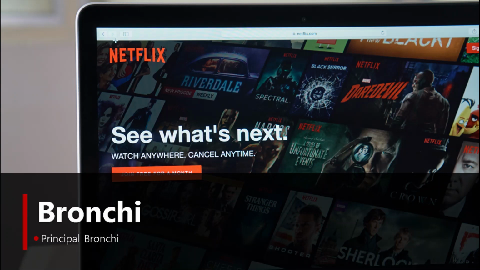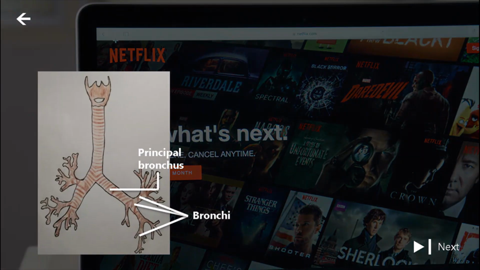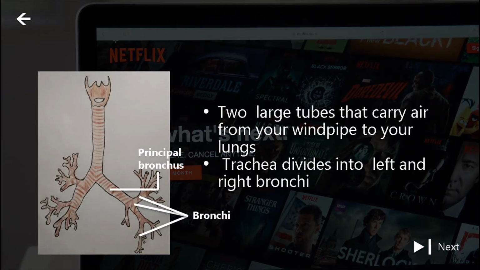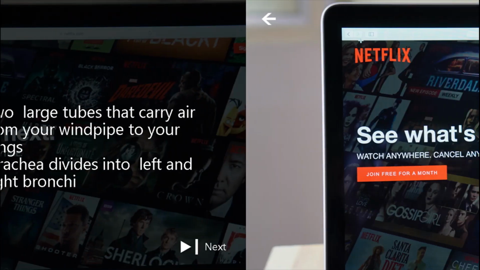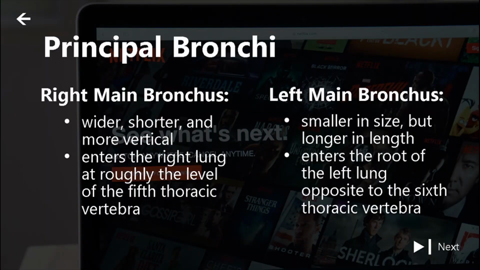Next is bronchi. So, bronchi are the two large tubes that carry air from your windpipe to your lungs. The trachea divides into left and right bronchi. So, right main bronchus is wider, shorter, and more vertical, while left main bronchus is smaller in size but longer in length.